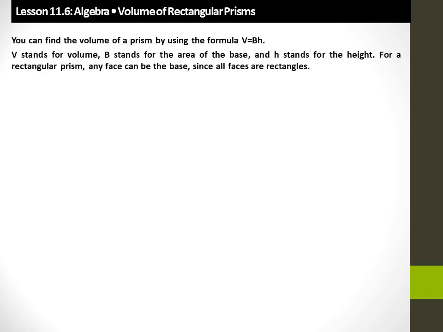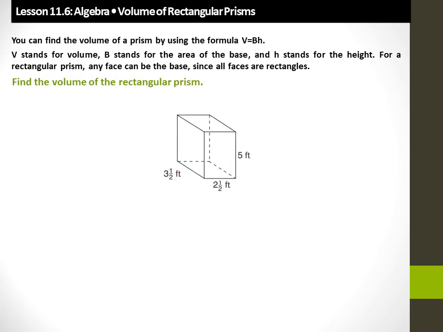Volume of rectangular prisms. You can find the volume of a prism by using the formula V equals B times H. V stands for volume, B stands for the area of the base and not the base, and H stands for the height. For a rectangular prism, any face can be the base since all faces are rectangles. Let's find the volume of the following rectangular prism.